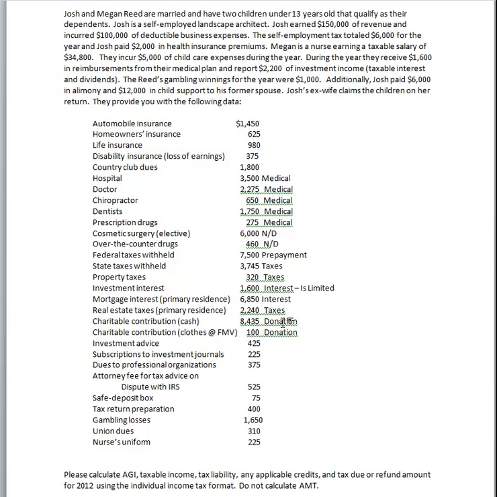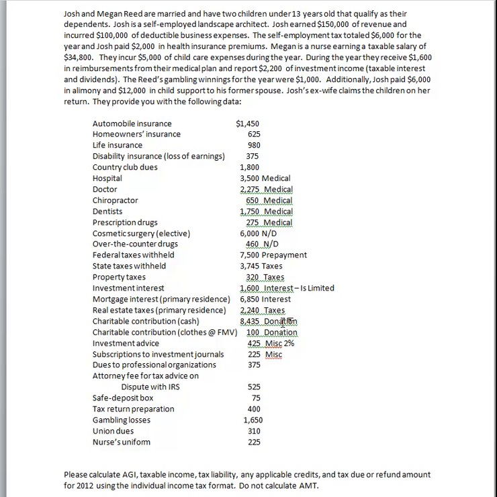Then we have investment advice. This basically means you go to a financial planner, or you go to a bank, like an investment banker, and you ask them for advice on what kind of investments you should make, or whether this is a good investment. So that is going to be deducted as a miscellaneous 2% itemized deduction. It is an investment expense. And remember, investment expenses other than interest are going to be classified as a miscellaneous 2%.